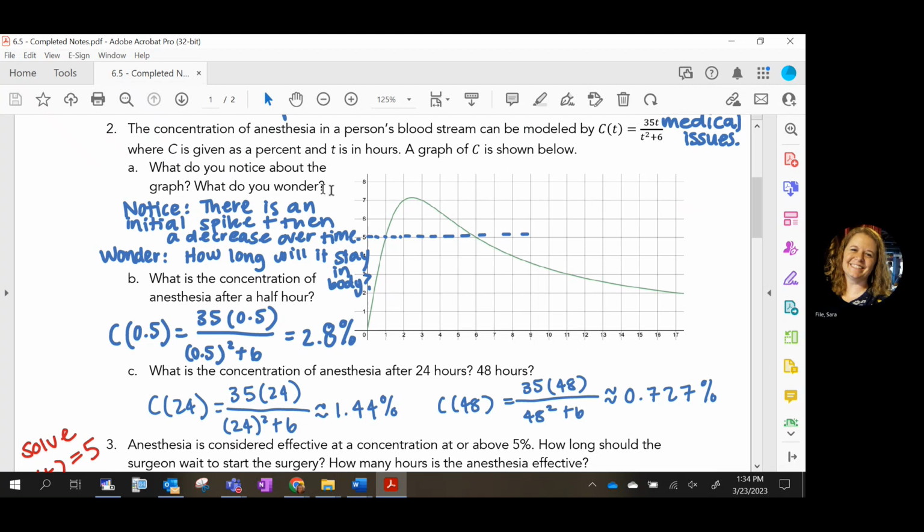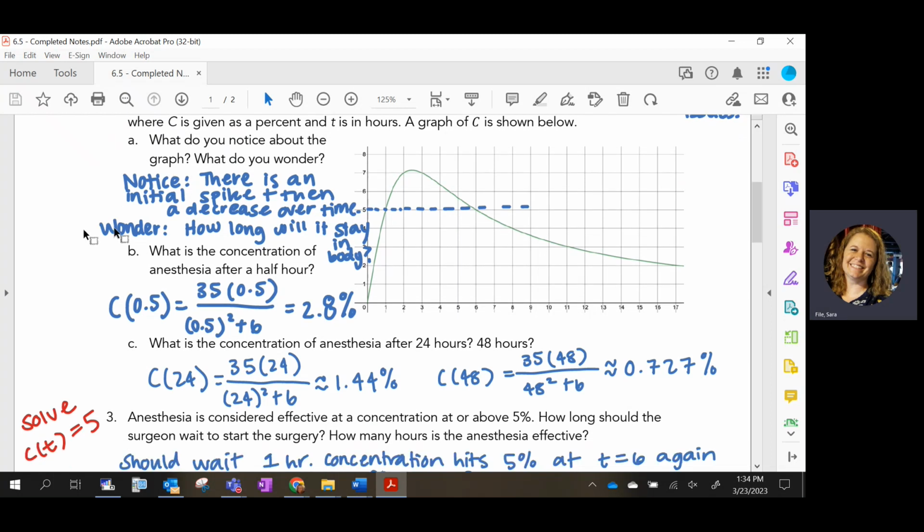Okay. So this one says C is given as a percent and T is in hours, and the graph is given. It says, what do you notice about the graph and what do you wonder? Y'all's answers will vary there. Hopefully you noticed that there's an initial spike and then it's decreasing over time. Okay. What you wonder may be different. So there's no right or wrong answer for A. That was your opinion.